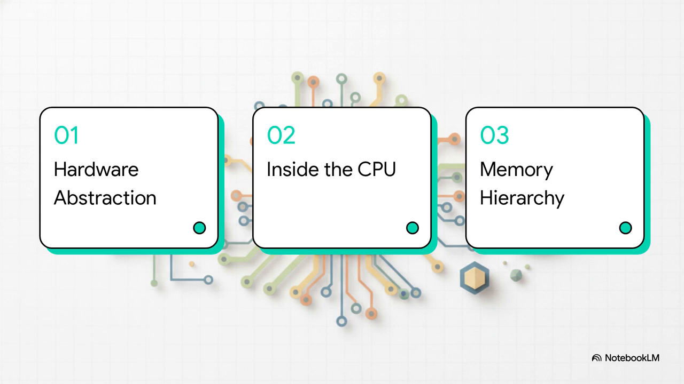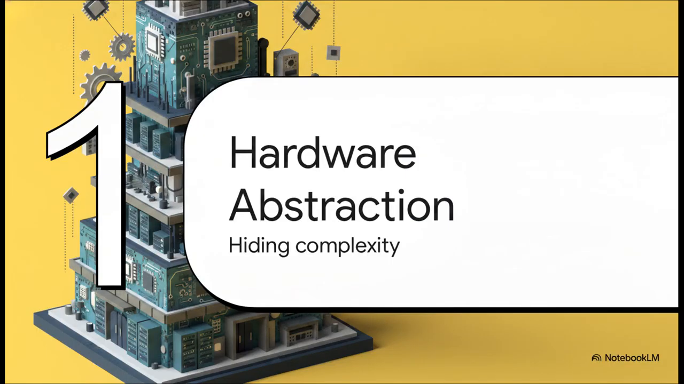Here is our blueprint for today. First, we'll look at the layers of hardware abstraction. Second, we're going inside the CPU brain. And third, we'll map out the memory hierarchy. So, Part 1. The hardware abstraction layer.